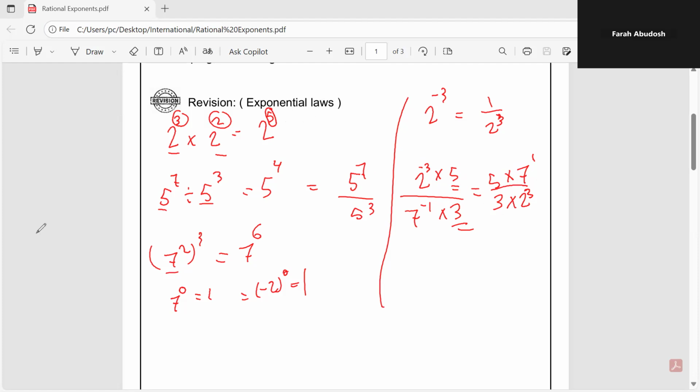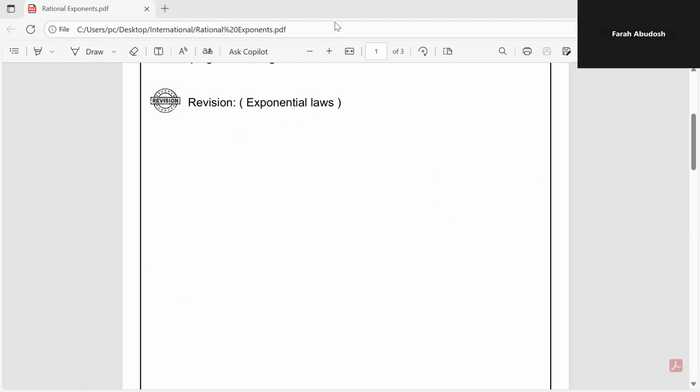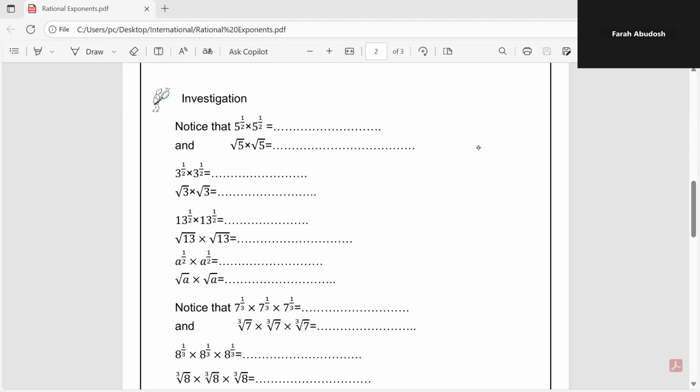Okay, let's move to the next part of my lecture. Let's make this investigation before we begin with rational powers. 5 to the power 1 over 2 times 5 to the power 1 over 2. I know this is the first time you deal with such powers, but let us deal with it as normal multiplication. We take 5, and in multiplication we add the powers, 1 over 2 plus 1 over 2, which is 1, so 5 to the power 1, which is 5.